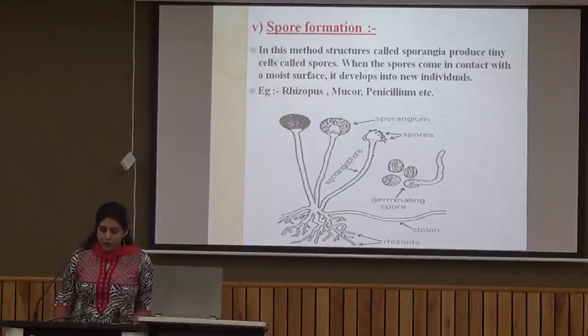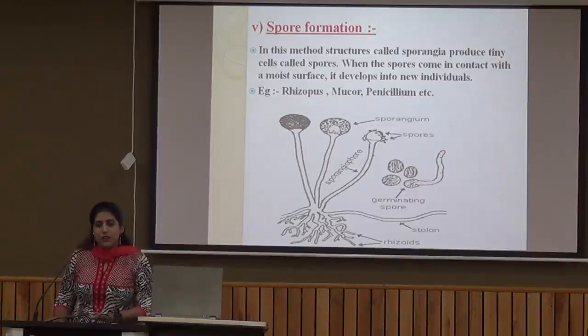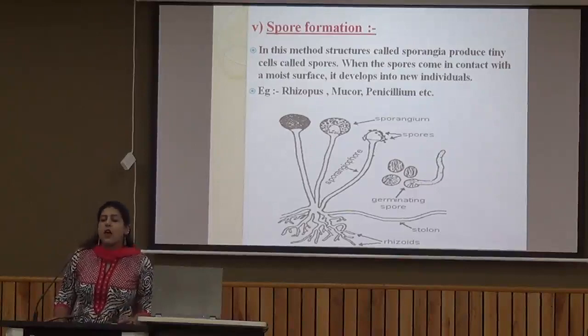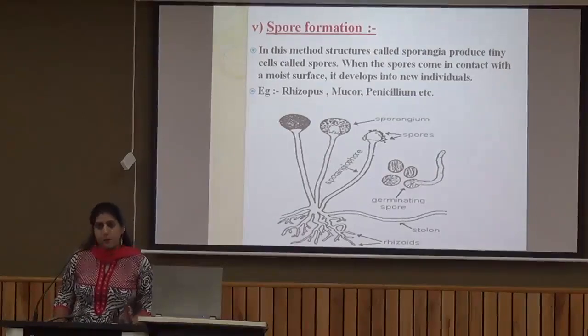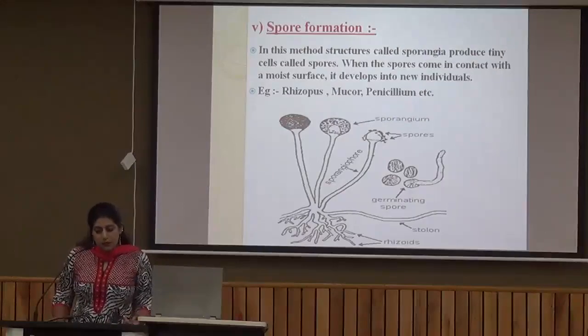Now the spore formation. If you closely look at the figure which is given, there is a structure called sporangia. It produces tiny cells called spores which are very small. They are not visible to the naked eye, but when they come in contact with a moist surface, they develop into a complete new individual. For example, Rhizopus, Mucor, Penicillium.